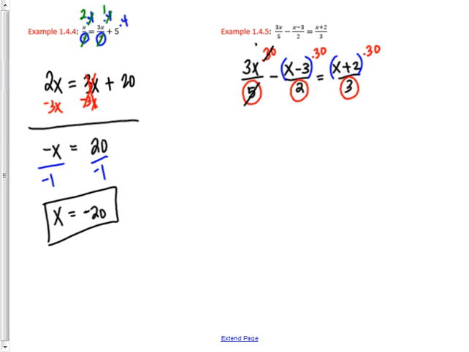5 goes into 30 6 times. 2 goes into 30 15 times. And 3 goes into 30 10 times. Okay. So if I multiply these two, 3x times 6, I get 18x.